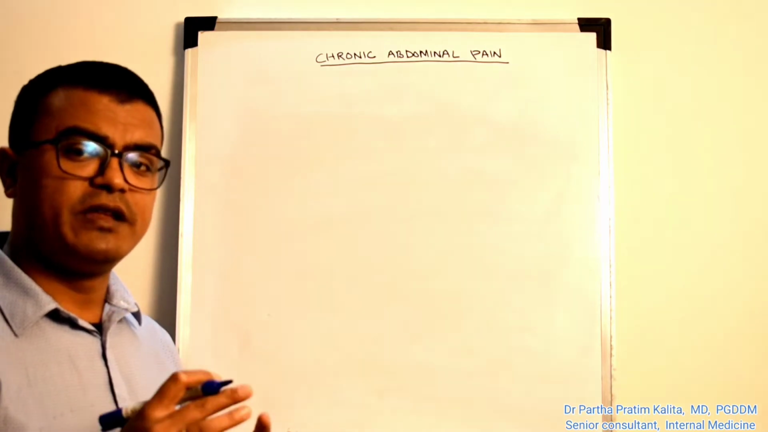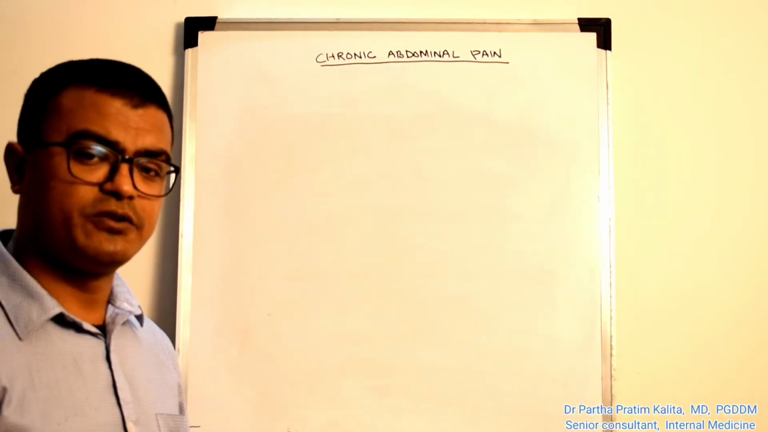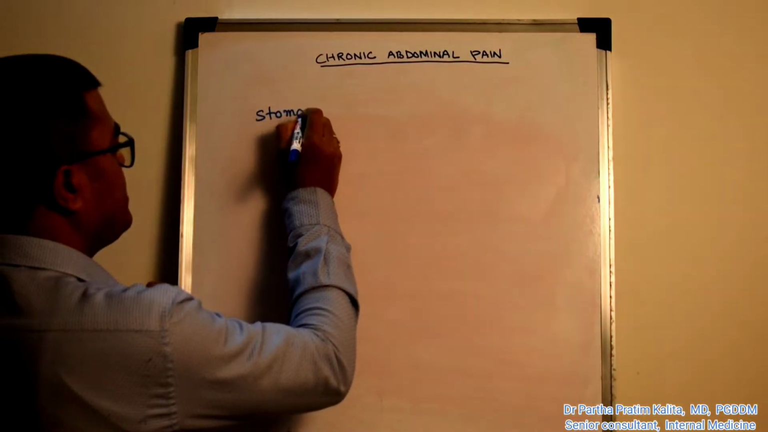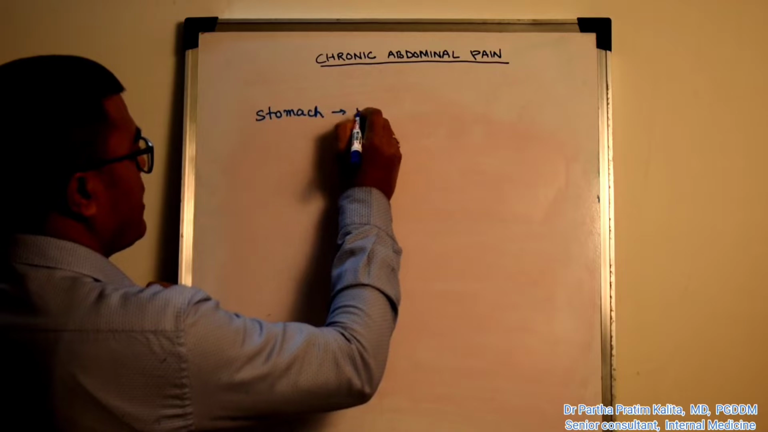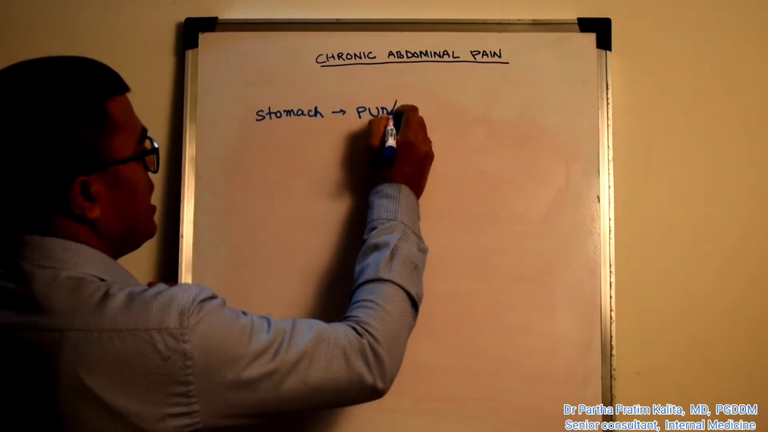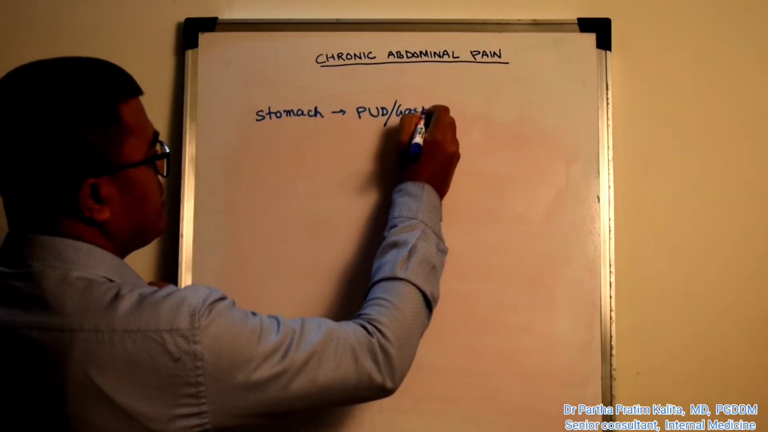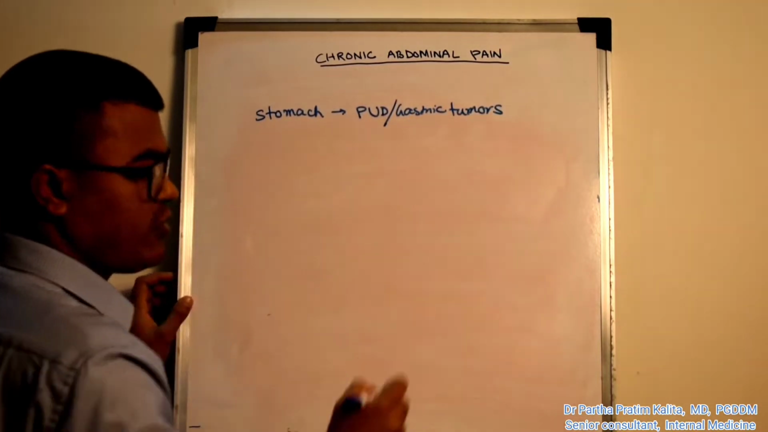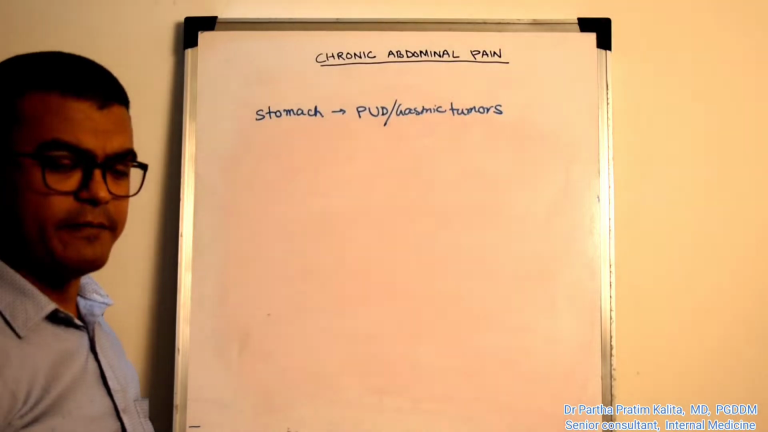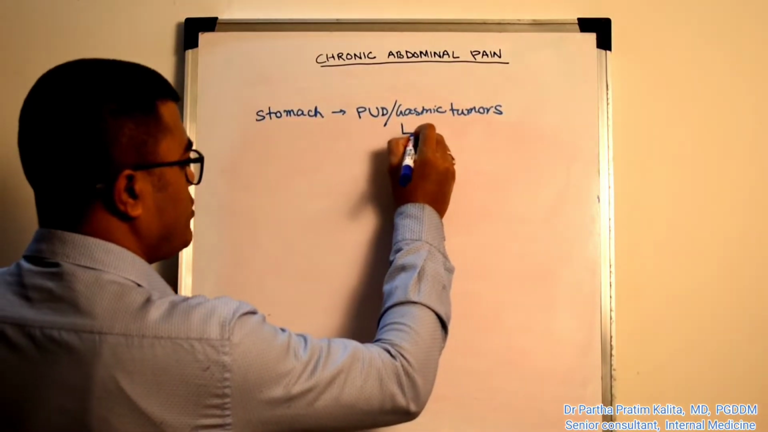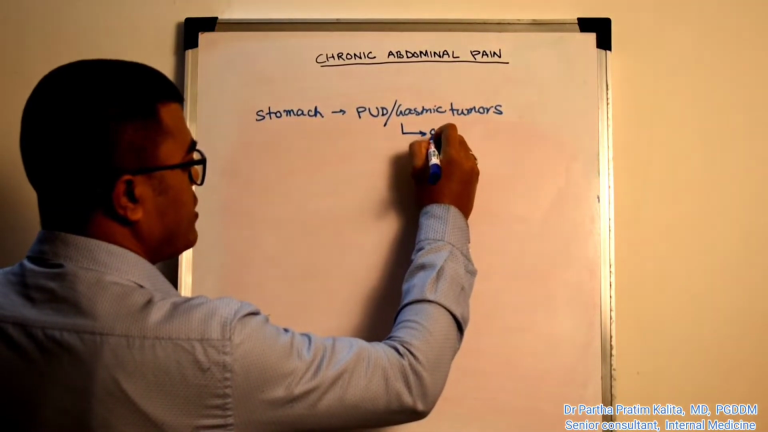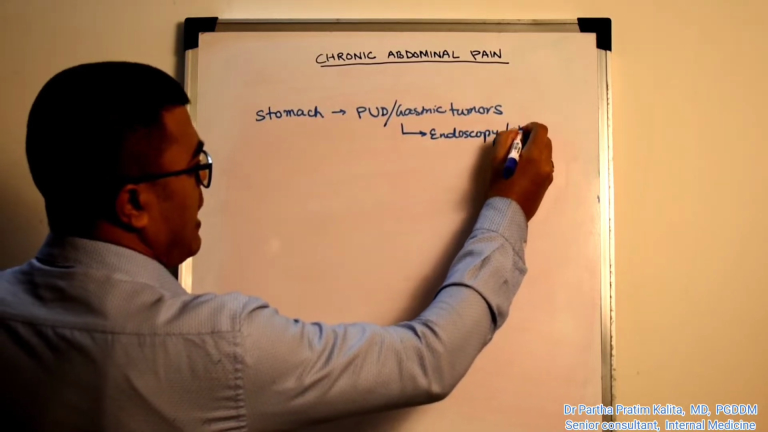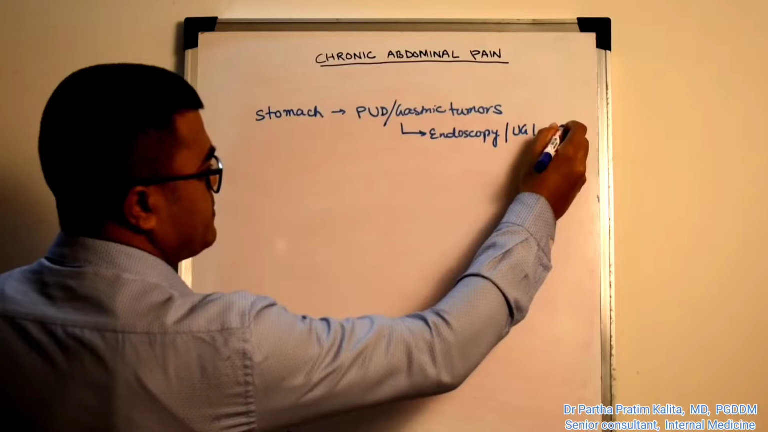If we think of any visceral pain, the first source of chronic abdominal pain can lie in the stomach. In the stomach, peptic ulcer disease or any gastric tumors can cause chronic abdominal pain. So to evaluate this, we can go for an endoscopy or upper GI series.